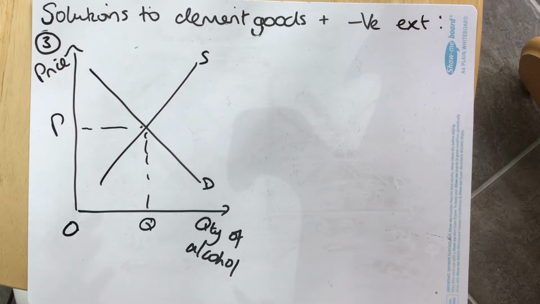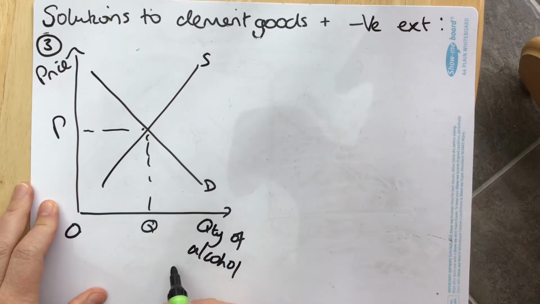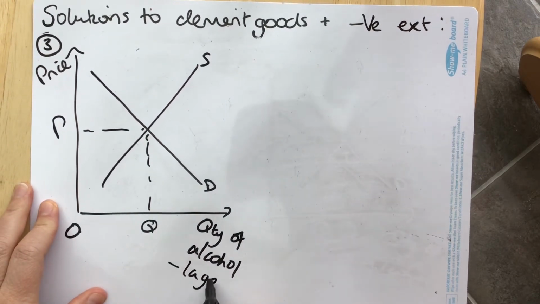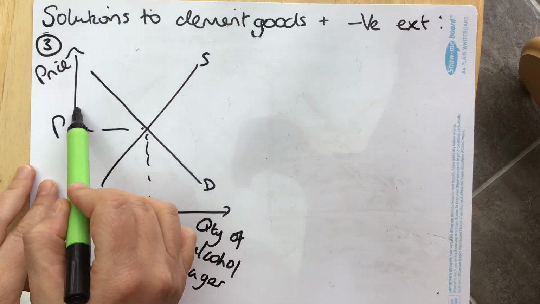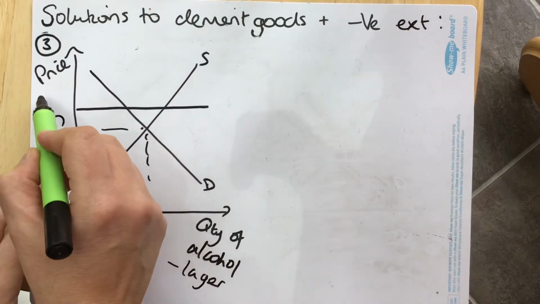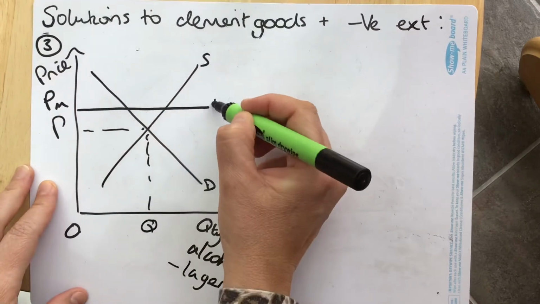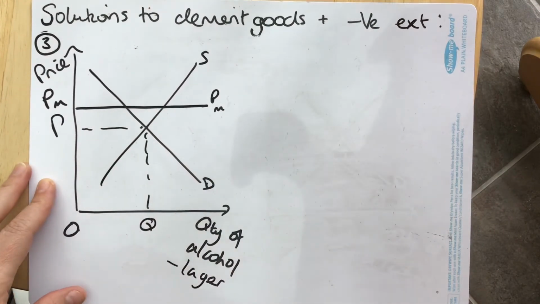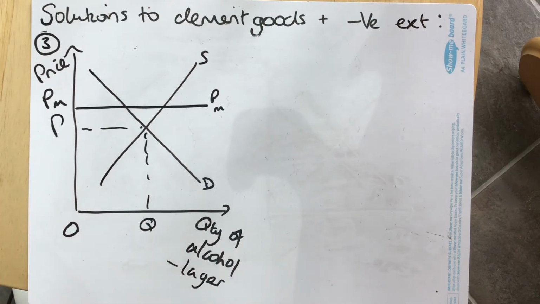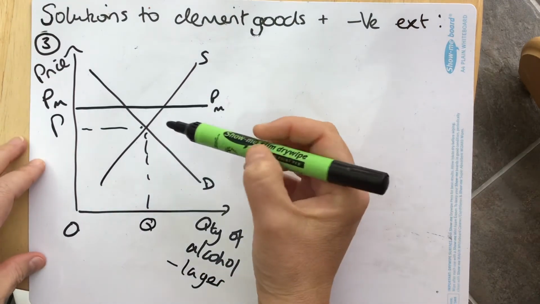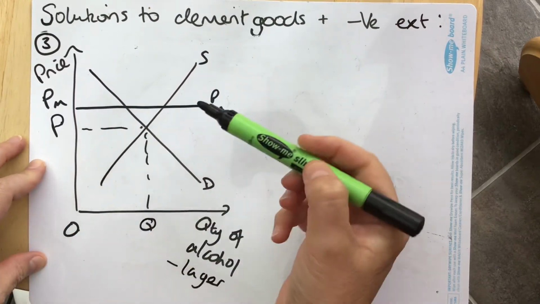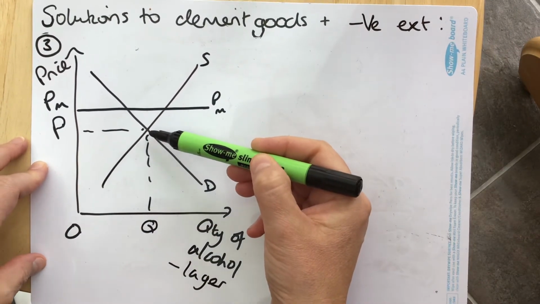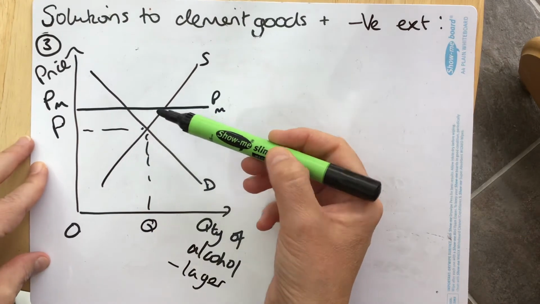So if we give an example here of cheap alcohol, I'm going to go lager, that's a pretty cheap alcohol. If you bring along a minimum price of 50p, it is going to be higher than the current price of that alcohol in the marketplace. And then we can see that higher price. No business can charge just P because that would be illegal, it is below the minimum, so they have to charge more than that.